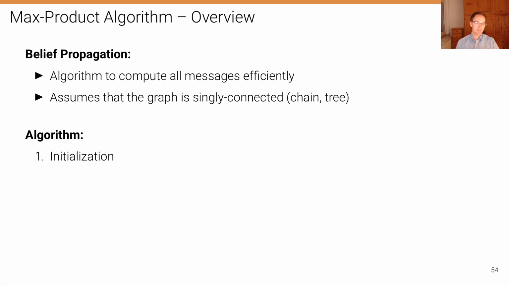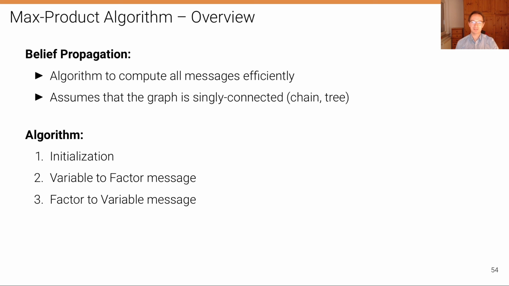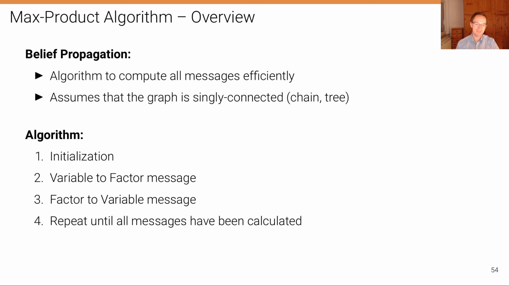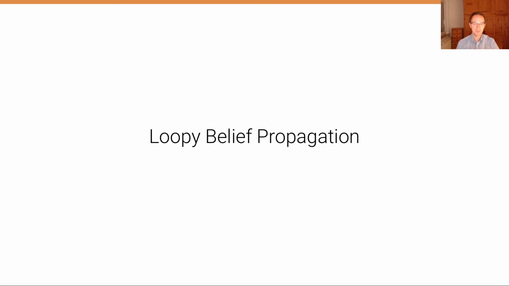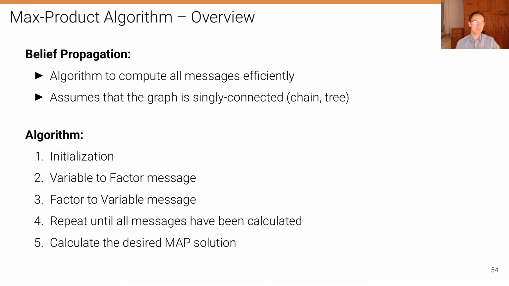So the algorithm in this case is the same as before. We initialize, we compute variable to factor messages, factor to variable messages, and we repeat this until all messages have been calculated, and then we calculate the desired MAP solution. I haven't specified the individual steps here because they are completely analogous to the sum product algorithm, and I have summarized them on the last slides of this unit to help you also with the implementation of this algorithm. So all the information is there.